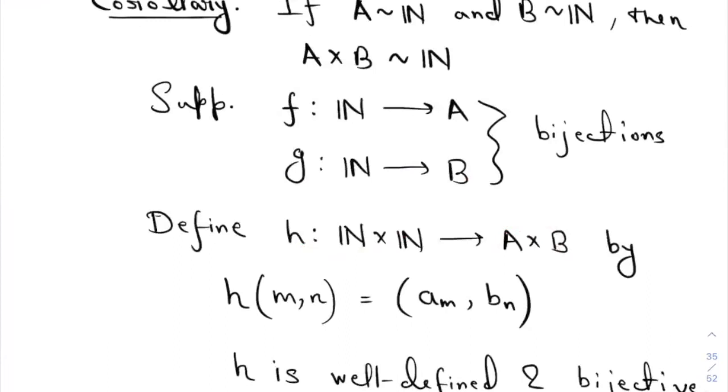So what is this map? Once again, it's pretty simple. Here a_m is simply f of m and b_n is simply g of n. My map is quite natural. I'm just going to use the maps that I already have, f and g. So h of (m, n) will be defined as follows: the first m has to be sent to some element of A, so I send it to a_m, and n I send to b_n. So this map, once again, is a well-defined bijective map. Check that for yourself.